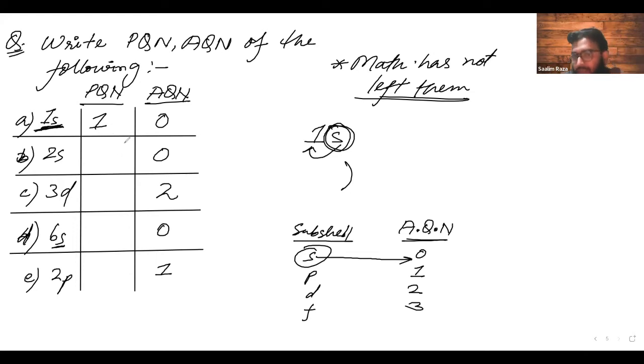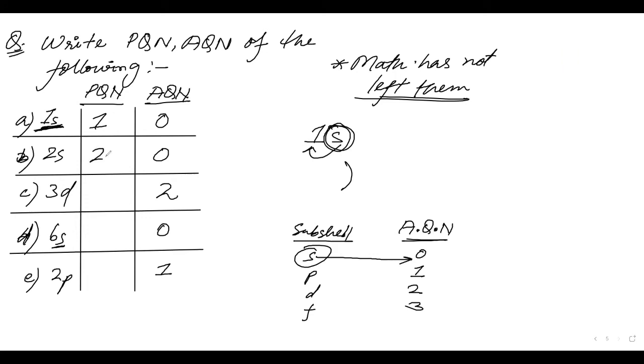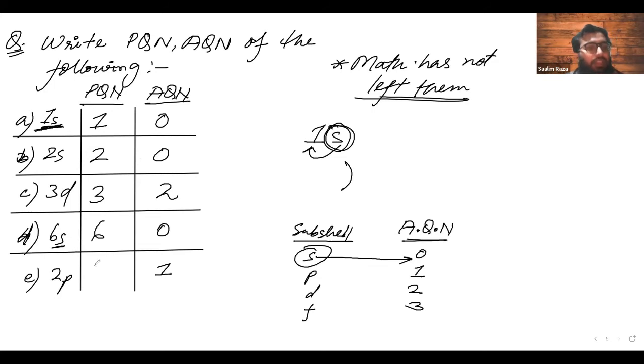Now, Ahmed, tell me, what would be here in 2s? Very good. See, very easy. Rania Rizwan, tell me. Yes, very good. And here it will be 6, and here it will be again 2.